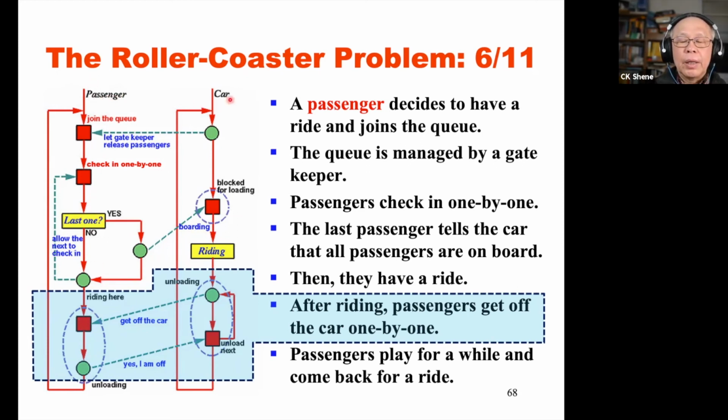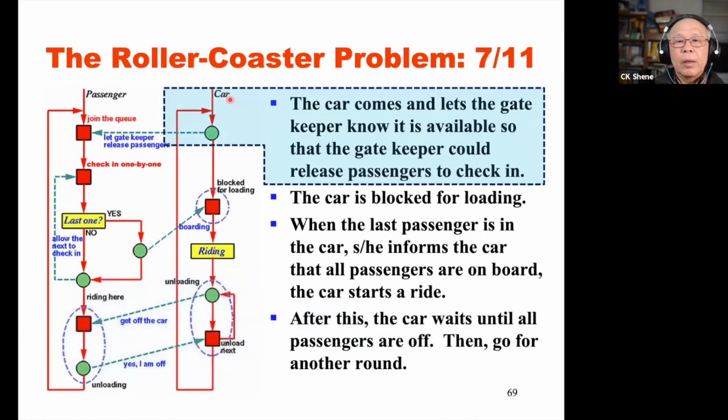even though our discussion is mixed passenger and car activities. Now, let's take a look at the car. I hope you are not bored because we have already discussed.